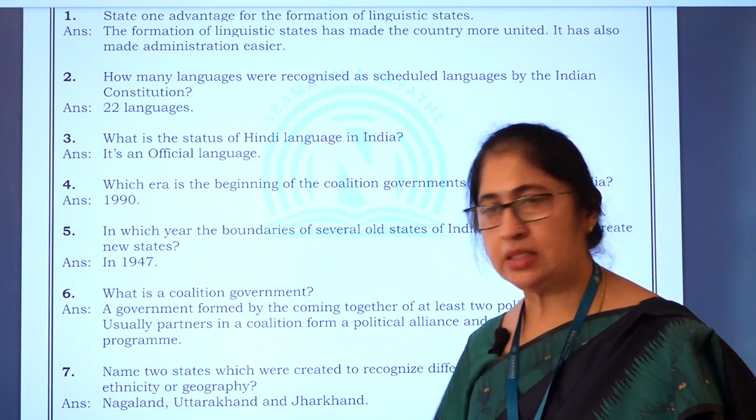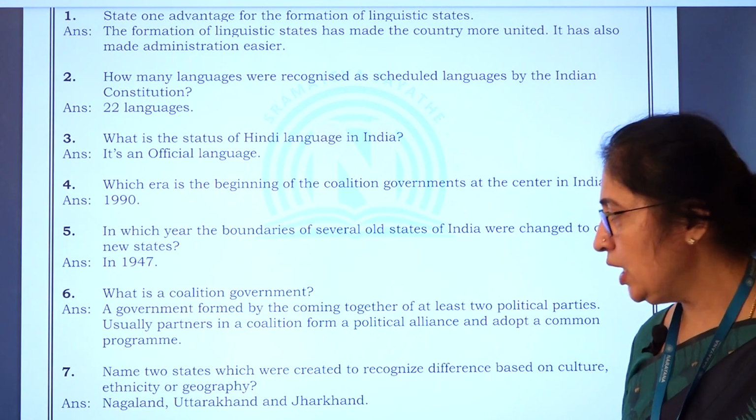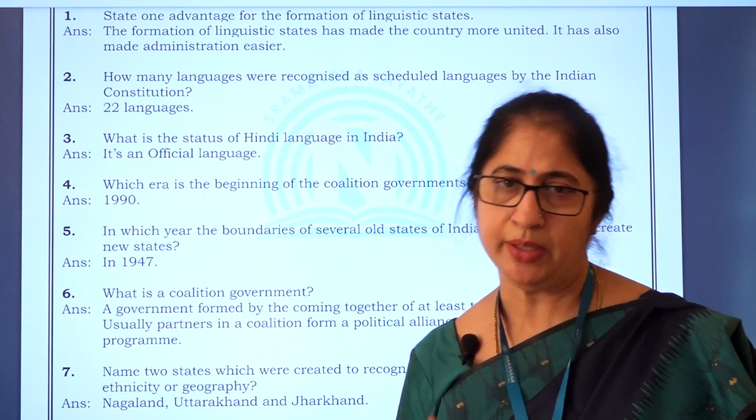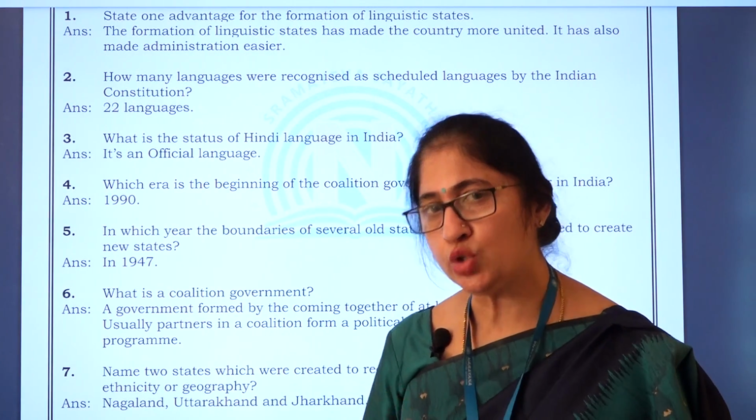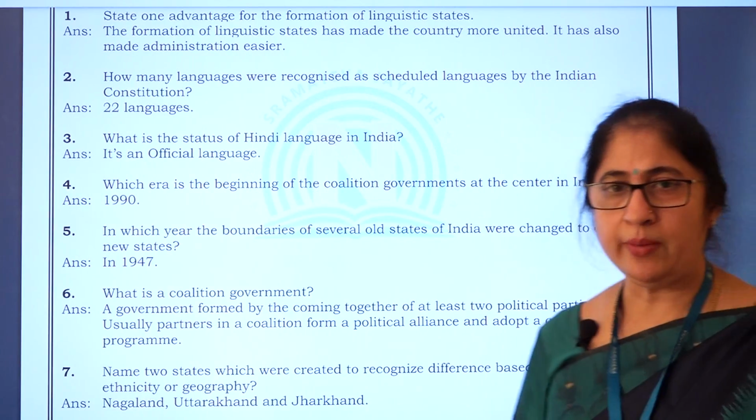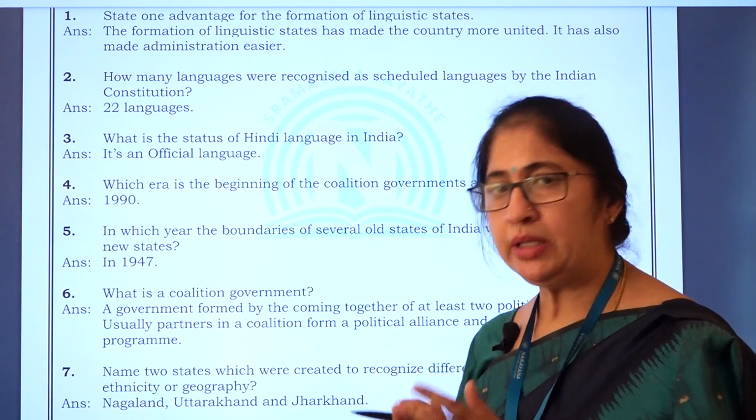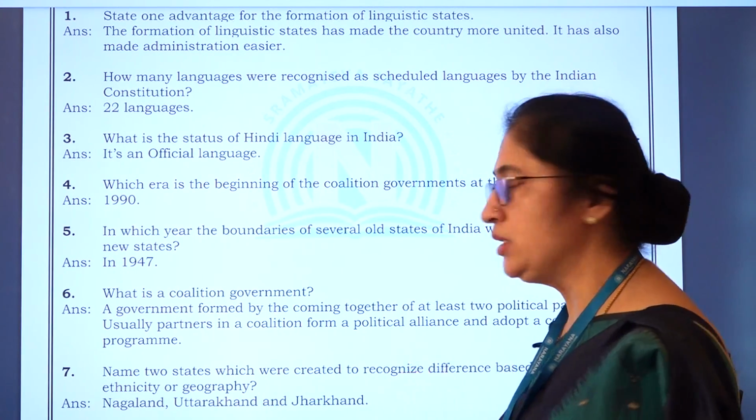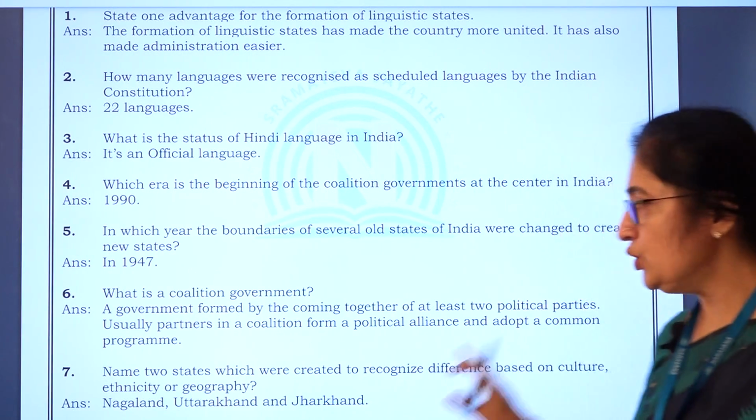The answer is Nagaland, Uttarakhand and Jharkhand. See here, the question is usually how states are formed after 1947 based on language, but there are certain states which were formulated based on their culture, ethnicity and geography, because to retain the ethnicity, to retain the culture and to respect their culture, certain states have been formed based on ethnicity. Such states are Nagaland, Uttarakhand and Jharkhand.